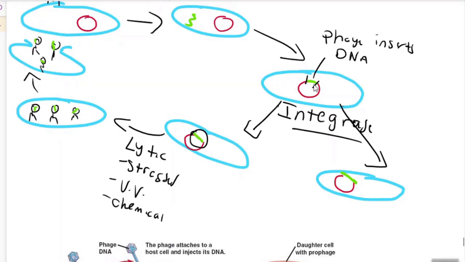When you see phage DNA inside of a bacterial chromosome, in this picture, this is called a prophage. So prophage is viral DNA inserted into the bacterial chromosome.